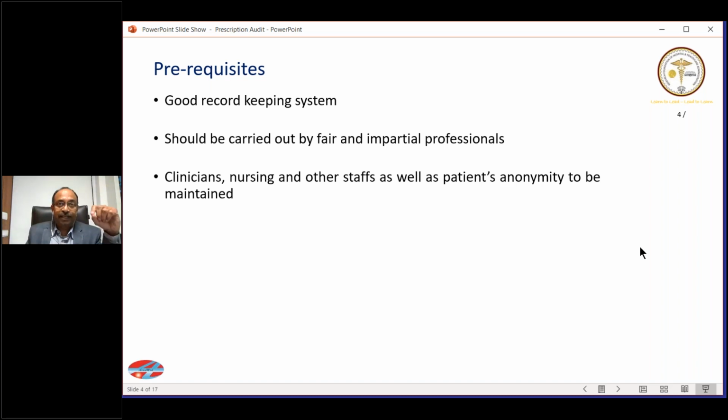Because remember, all healthcare interventions in terms of improving the patient care have to be non-punitive in nature. None of these actions, none of these audits, if they find errors, should result in punishment. If they result in punishment, you are guaranteed that your systems will never improve, because next time onwards, people will stop reporting, as simple as that.